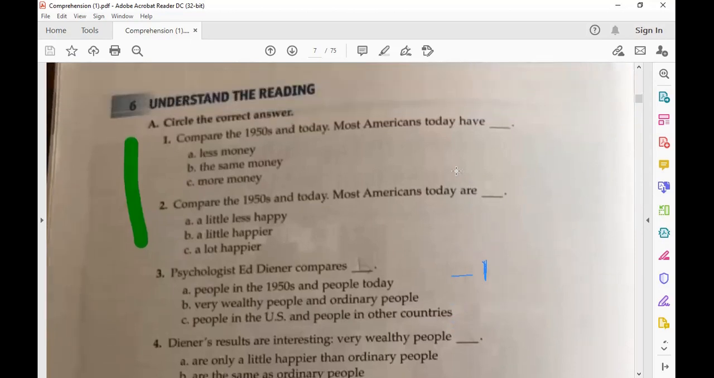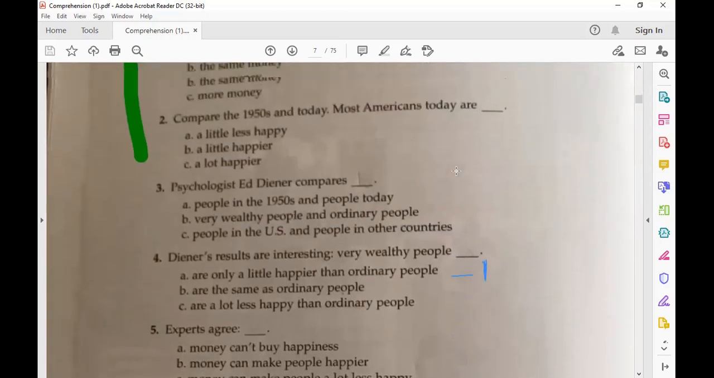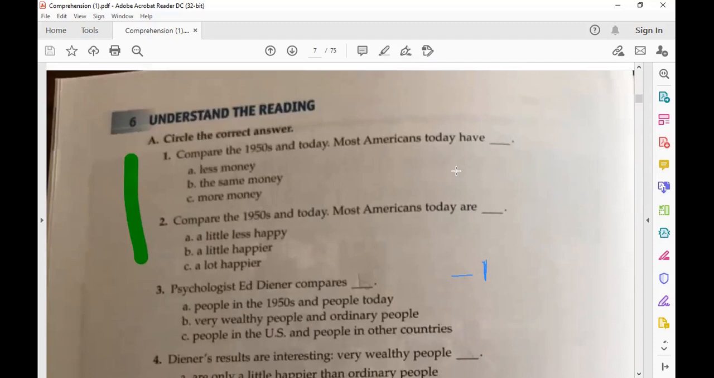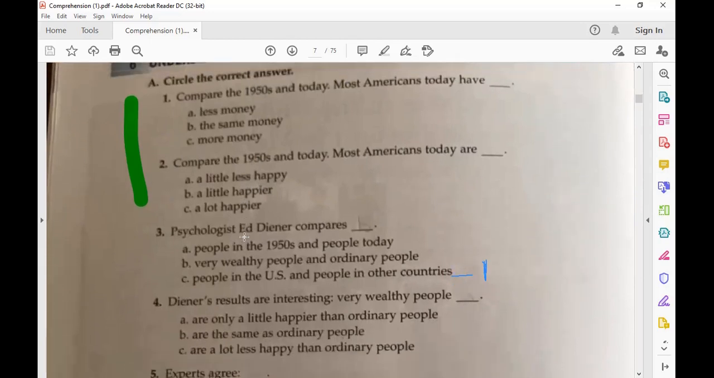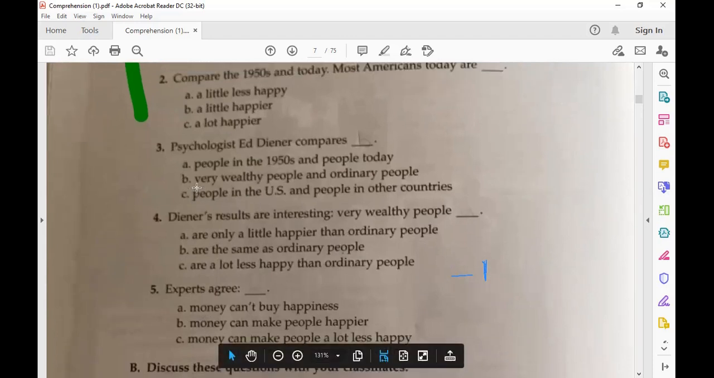Okay, here we have another type of question about the article above. We already did the previewing, so now no wasting of time. We will read the questions here, so you know what it is all about. The first question: compare the 1950s and today. Most Americans today are less happy, a little less happy. The psychologist Ed Diener compares people in the 1950s and today, very wealthy people and ordinary people. Diener's results are. So we know what these questions are about.